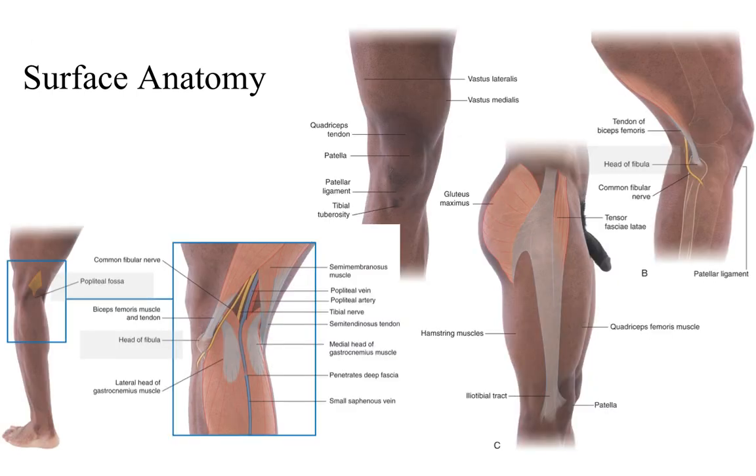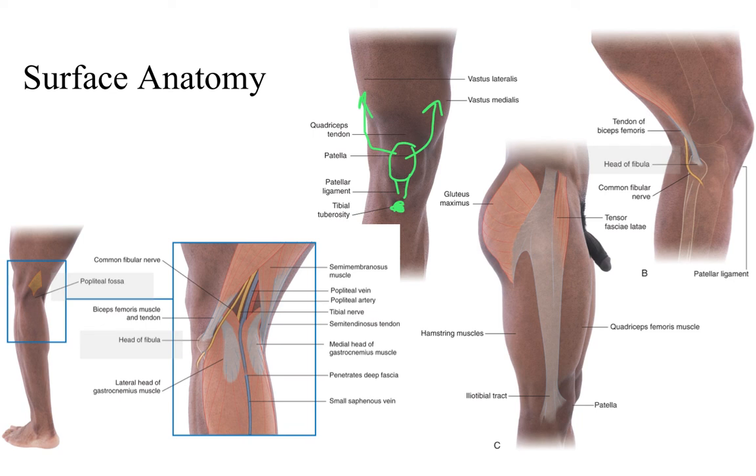Surface anatomy of the knee. Of course, most people know where their patella is. Then you have your patellar ligament, and then you have your tibial tuberosity right here. We talked about that earlier. If you bend your knee and feel that bump below your kneecap, inferior to your patella, that would be your tibial tuberosity. And usually you can see the muscles coming out with your vastus lateralis and vastus medialis.